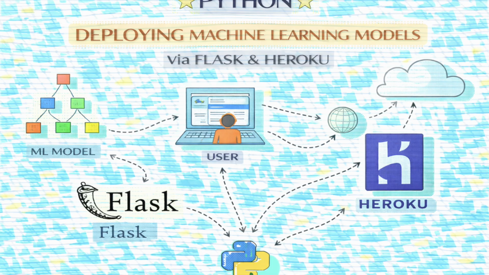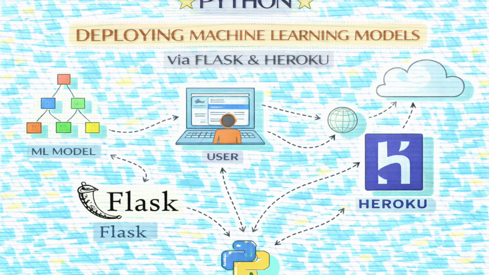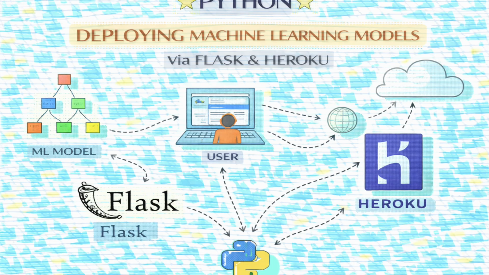And Gunicorn is important because Flask's built-in server is really just for development, isn't it? It is. It can't handle the kind of traffic a real web service gets. Gunicorn is designed to handle many simultaneous user requests, which is exactly what you need when you deploy to a cloud platform like Heroku.